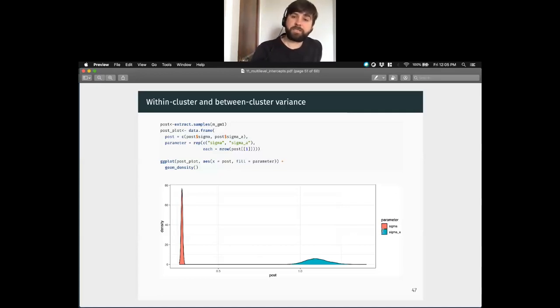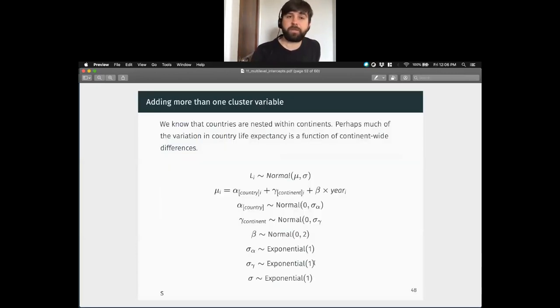So sigma alpha is our between cluster variation. Sigma is our within cluster variation, net everything else in the model, right? How much variation is there within countries? How much variation is there between countries? And we see here that most of the differences in life expectancy globally are driven by between country differences, right? Okay, so what if we want to add, sorry, typo there.